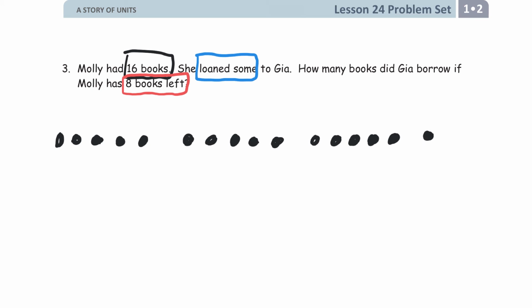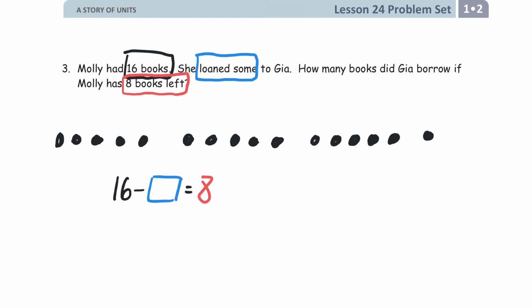Now, I'm going to have you make the groups, but I'm going to give you a little bit of help. Let's write out a subtraction sentence for this. So we know that she had 16 books altogether, and she gave some away. So that's why we know it's going to be a subtraction problem. So she gave some away. We don't know how many she gave away yet. But we do know that after she gave some away, she had 8 books left.